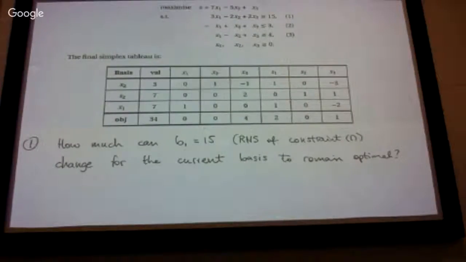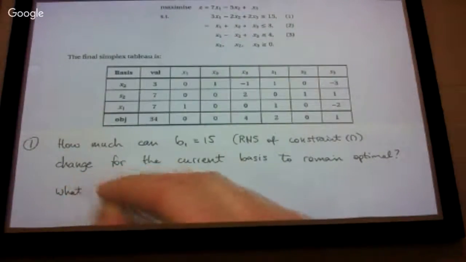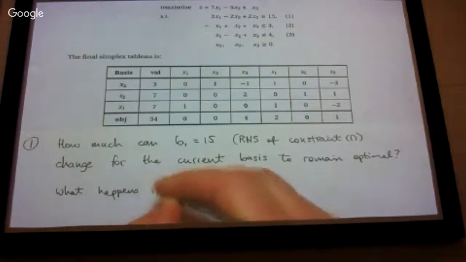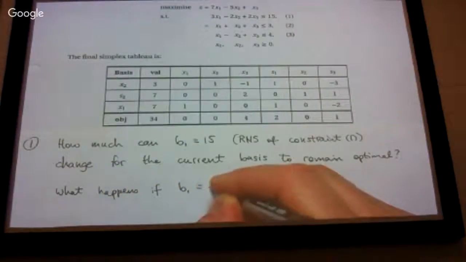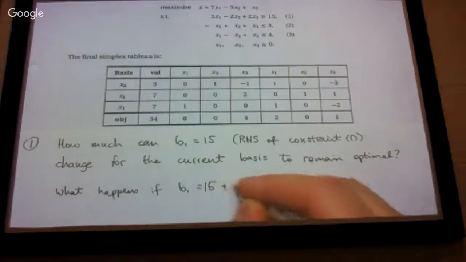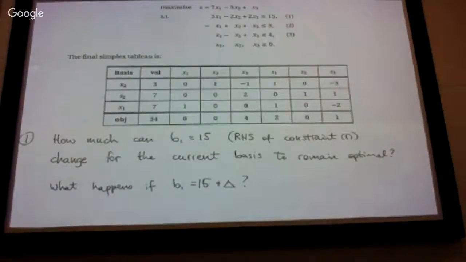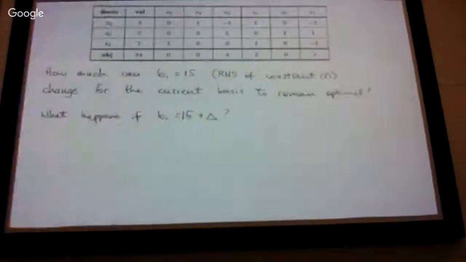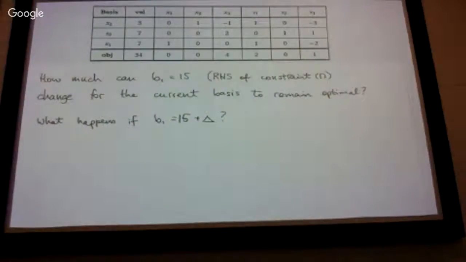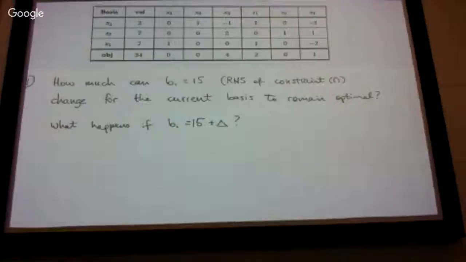And what we're really asking is, what happens if this right-hand side is not just 15? I'm going to make this into 15 plus some difference delta. So if I add delta to it, delta can be negative, it means I'm changing it from its current value of 15 to something near 15. And we know what's going to happen, don't we? So we know that the value is going to change.